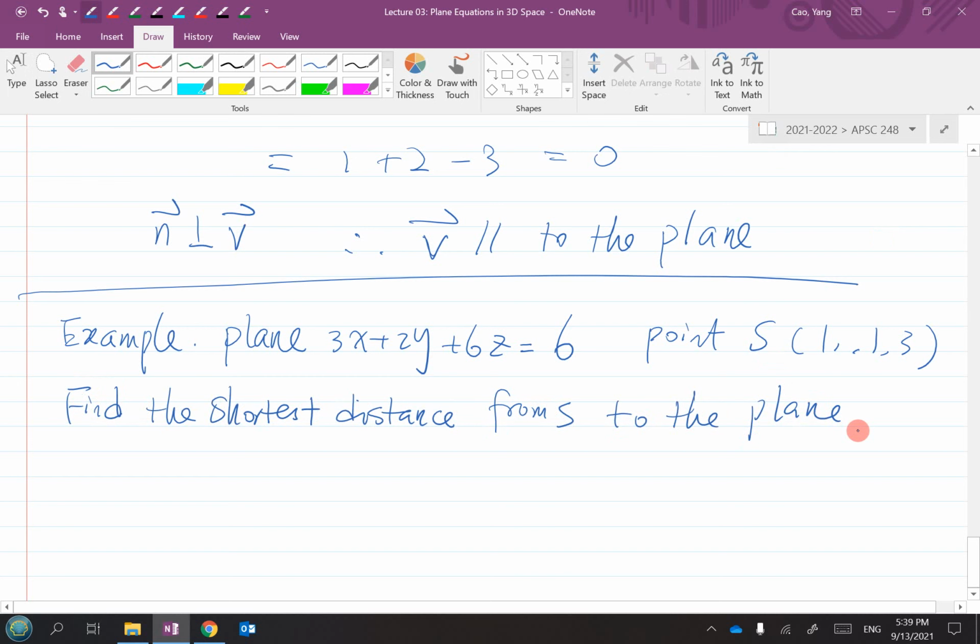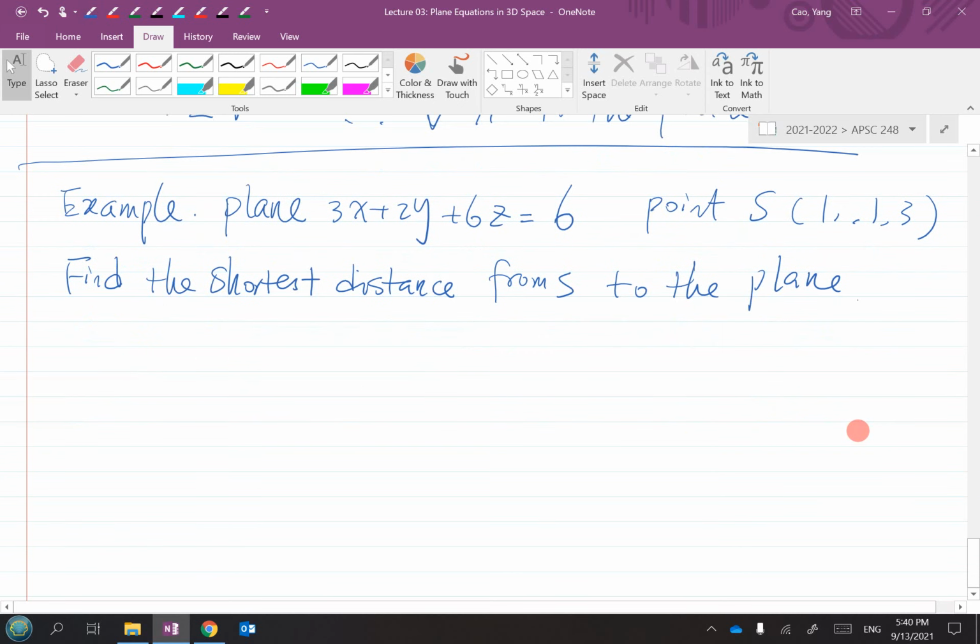And you will probably see, when we learn equations of lines in 3D space, similar examples: from a point in 3D space to the line. What's the shortest distance? So this one here is from the point to a plane.